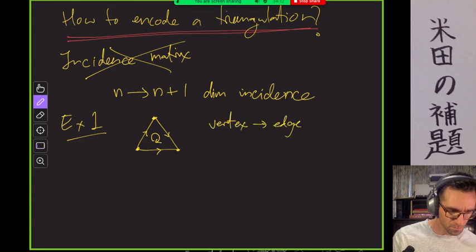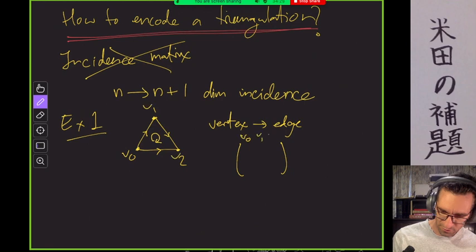So something like, it's three vertices, three edges. I'm going to number the vertices 0, 1, 2, and let's just call them V0, V1, V2. I'm just going to label the columns here, and the edges I'm just going to call 0 1, 0 2, and 1 2, corresponding to which vertices they go between. And let me just fill it in and I'll explain what I'm doing.